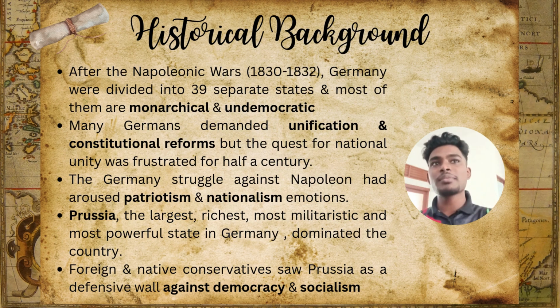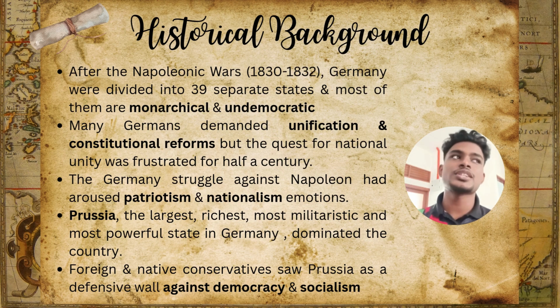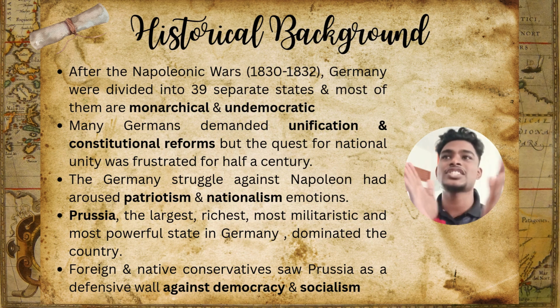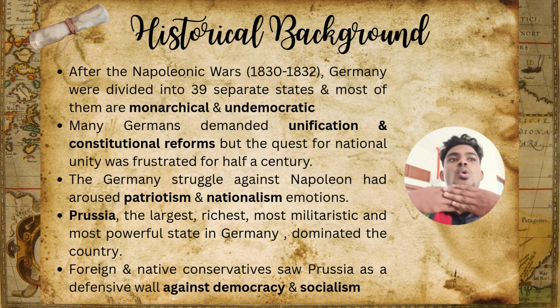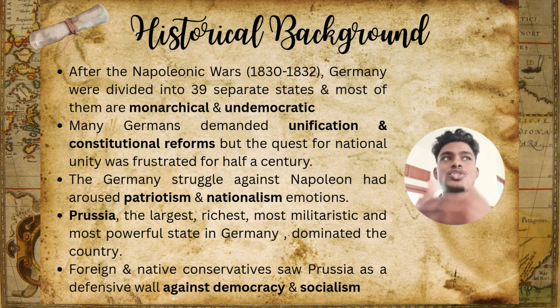The German struggles against Napoleon aroused patriotism and nationalist emotions among the people. For example, Prussia, the largest, richest, most militaristic and most powerful state, was the one dominating the whole country. Foreign and native conservatives saw Prussia as a defensive valve against democracy and socialism. Because it was the largest and the strongest, it was made into a defensive wall against democracy and socialism. Why? Without democracy and socialism, it was proof that Prussia could be strong and big.